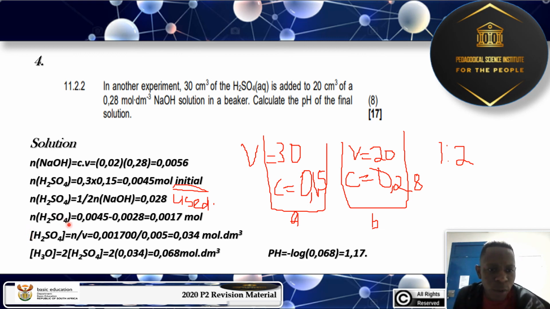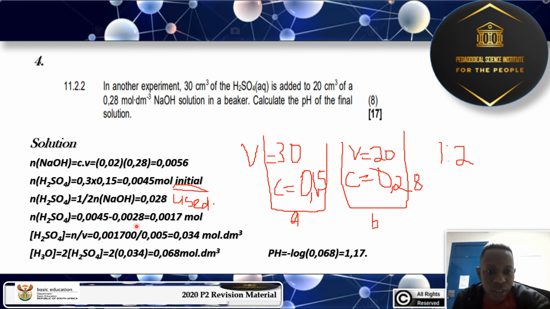We are going to say number of mole of sulfuric acid in excess is equal to number of mole initial minus number of mole used. That is why we say number of mole of sulfuric acid is equal to 0.0045 minus 0.0028, which is number of mole of sulfuric acid initial minus number of mole of sulfuric acid used. Remember, the initial is the one that we were given at first, then the one that is used is the one that we got from the mole ratio between sodium hydroxide and the sulfuric acid as they were reacting.